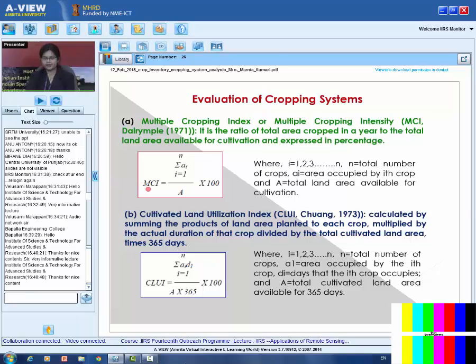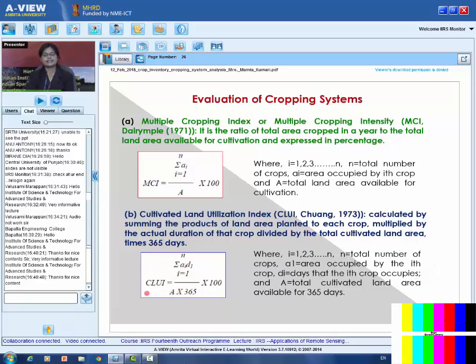MCI, if it is 100%, this means we are growing a single crop. It is not like that, because sometimes some crop area is fallow and some area is cropped, and it varies from season to season. As per whatever crops we are growing, 100 means basically we are growing a single crop in a single season, and 200 means at least we are taking two crops in a year, on whatever area is available.